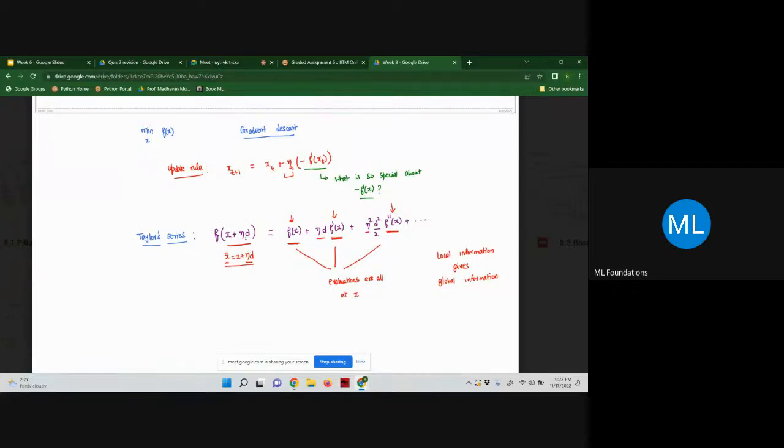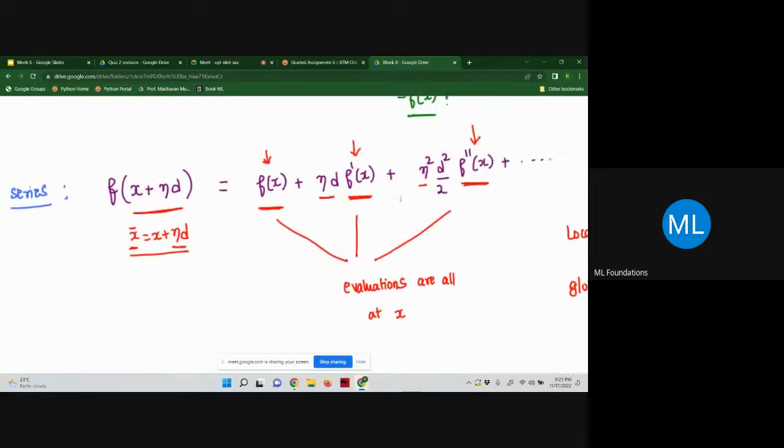Okay, so f of x plus eta d equals f of x plus eta d plus eta square d square by 2 f double dash f x. This is the Taylor series expansion. Here the evaluations are all at x, right? So basically if you know the entire information at x, you can use that to get f of x plus eta d. Basically you can get the function value at any point.